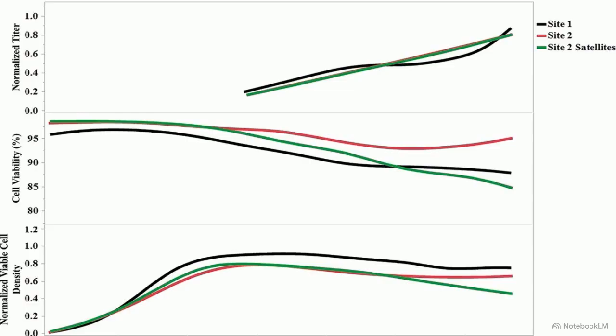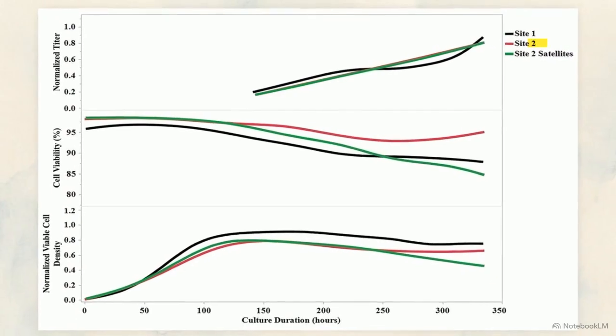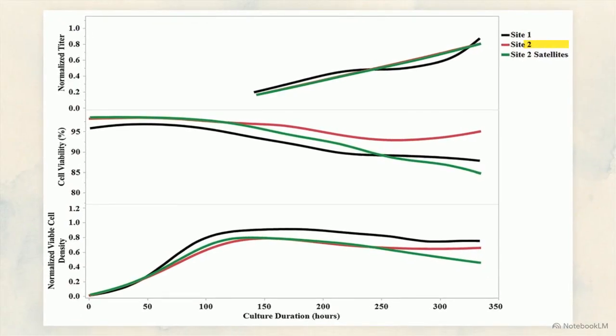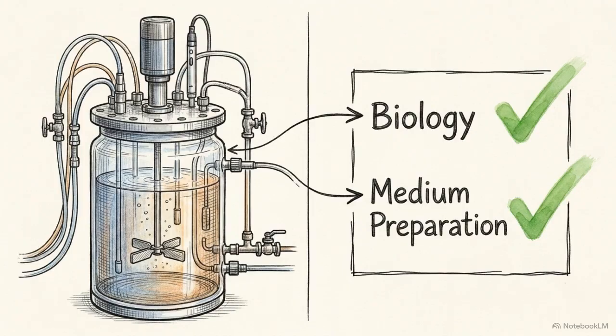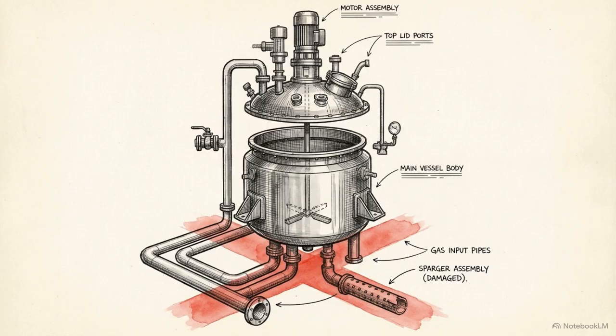This chart maps the diagnostic results of those parallel runs. Look at the top normalized titer graph. The green line, representing the lab-scale satellites, completely overlaps the black line of the historical baseline. Meanwhile, the red line, representing the at-scale commercial run, continues to fail. Because the satellite models performed perfectly, the team could deduce that the biology and the medium preparation were sound. The failure was not caused by the facility's physical environment, its bioreactor geometry, or gassing differences at the larger scale.